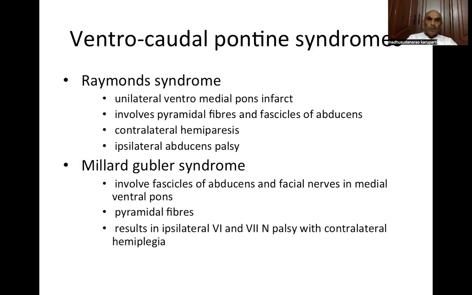What is Raymond syndrome? It is characterized by unilateral ventromedial pons infarct. It involves pyramidal fibers and fascicles of the abducens nerve, thereby causing contralateral hemiparesis with ipsilateral abducens palsy. Millard-Gubler involves the fascicles of the abducens and facial nerve in the medial ventral pons, thereby resulting in contralateral spastic hemiplegia with ipsilateral abducens and facial nerve palsy on the side of the lesion.